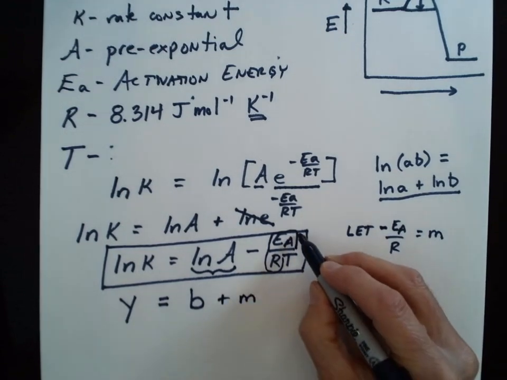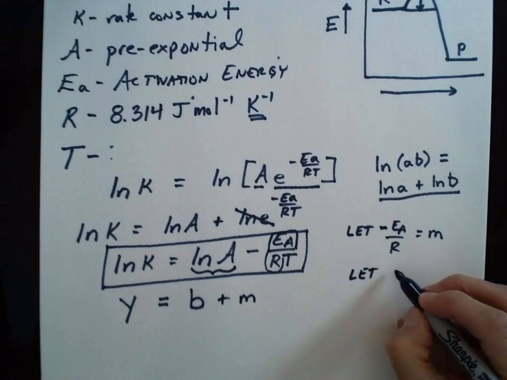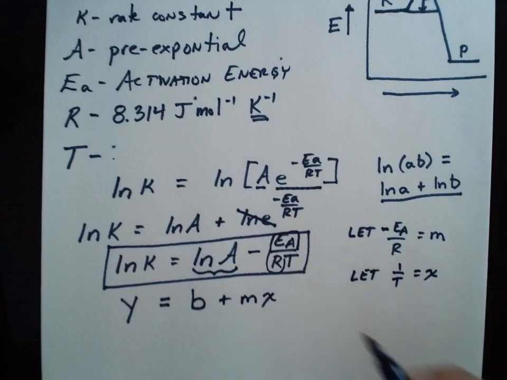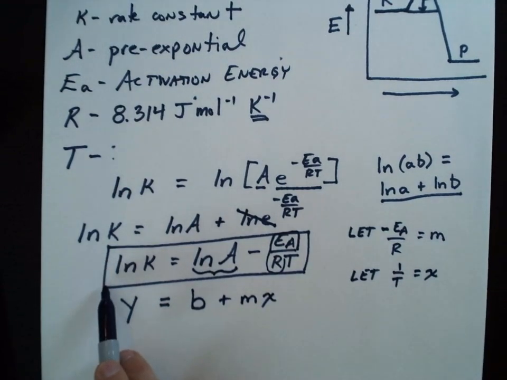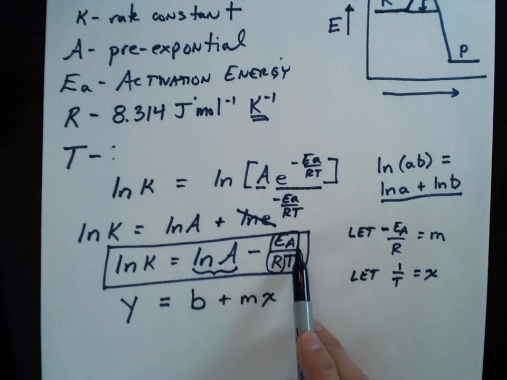And 1 divided by the temperature, that's going to be x. And there we see we have a linearized form of the Arrhenius equation: the natural log of the rate constant is the natural log of the pre-exponential factor minus the activation energy over RT.